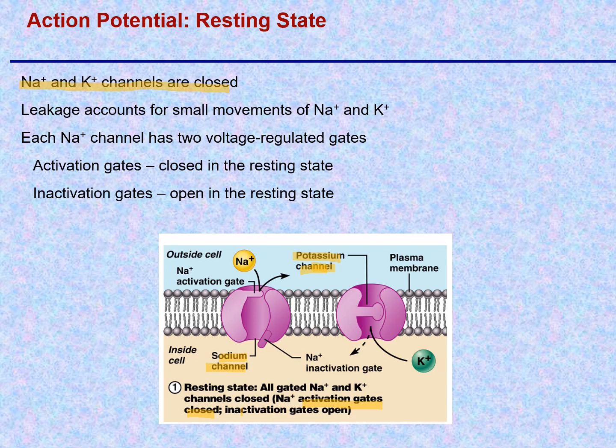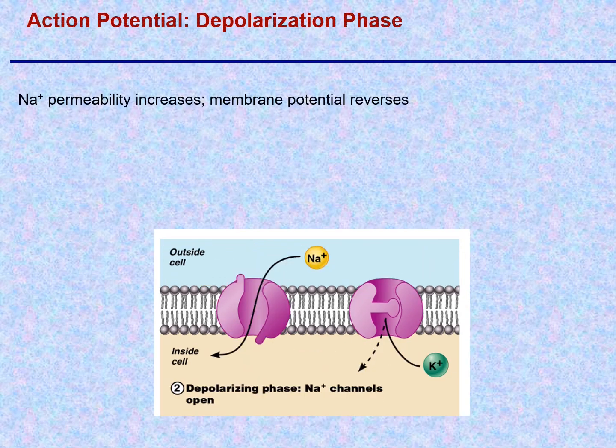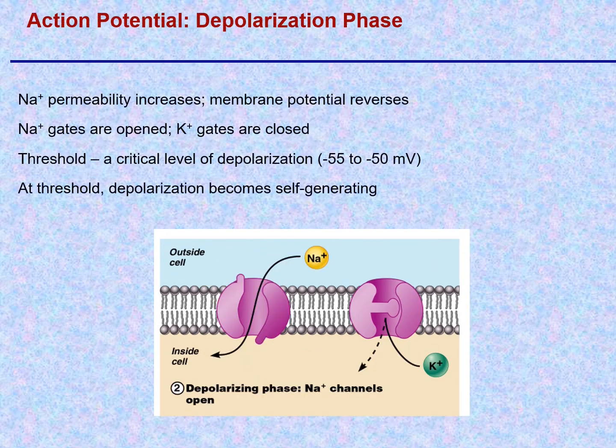So if we just talk about sodium here, the sodium channel has an activation gate and an inactivation gate, and the activation gate is closed. Activation gates are closed in the resting state, and inactivation gates are open in the resting state. And resting is at the resting membrane potential of roughly -70. Now, with depolarization, sodium permeability increases because channels start to open.